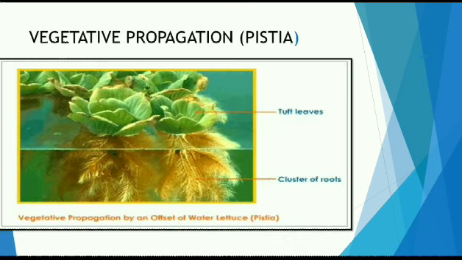Okay, next one, that is Pistia. Pistia means water lily. Water lily basically will grow by the bud or leaf. With their leaf it will develop into a new individual. So it can be vegetatively propagated by the leaf.